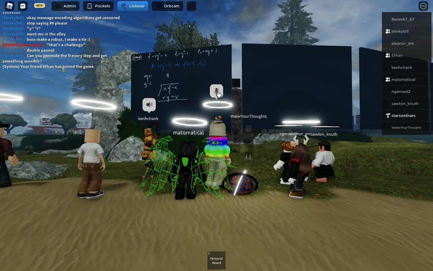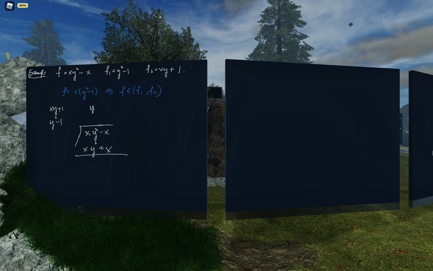We kill the first term. y times xy is xy squared, so that's gone. And what's left is 2x. The 2x goes in the remainder because it's not divisible by any of the leading terms there. This goes into R, so this is 2x. And so we have a non-zero remainder, right?